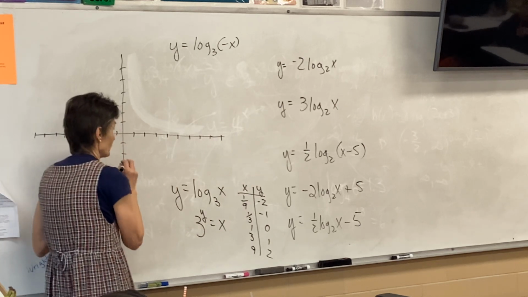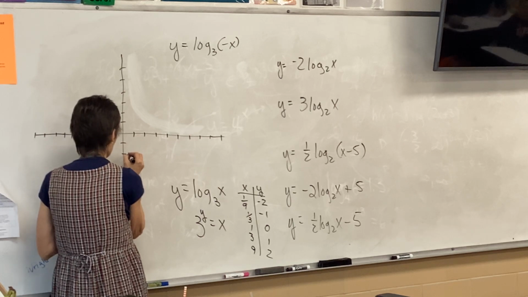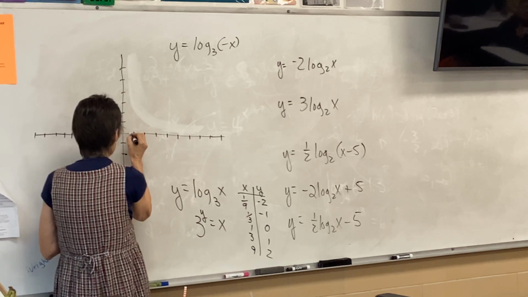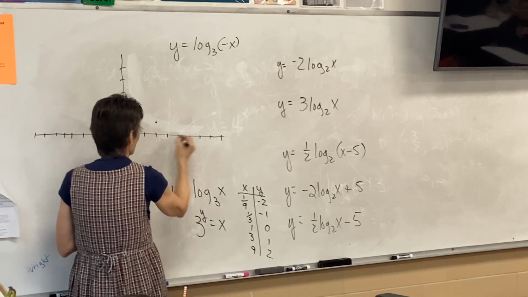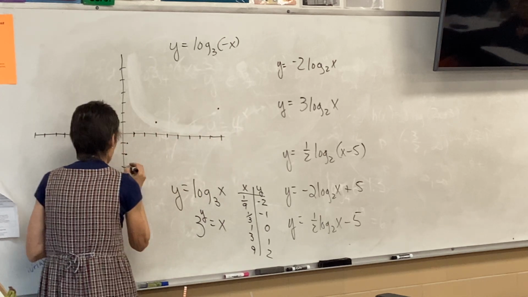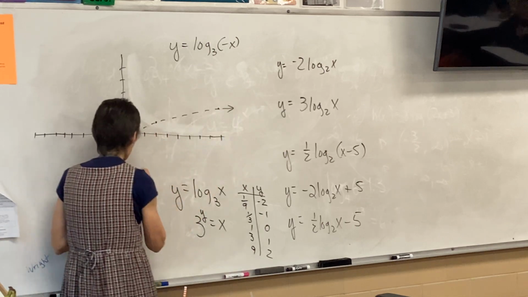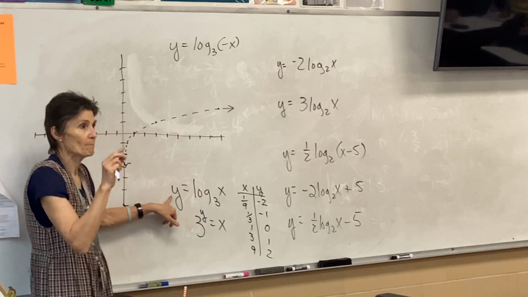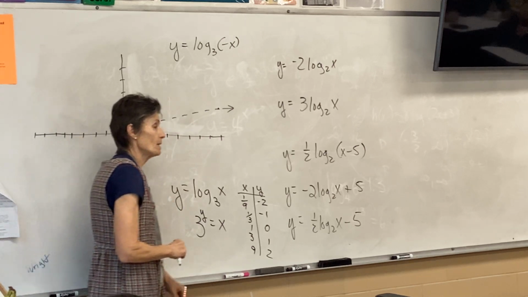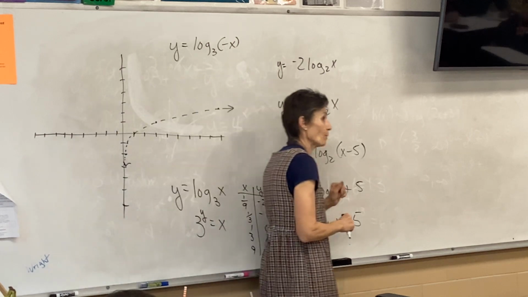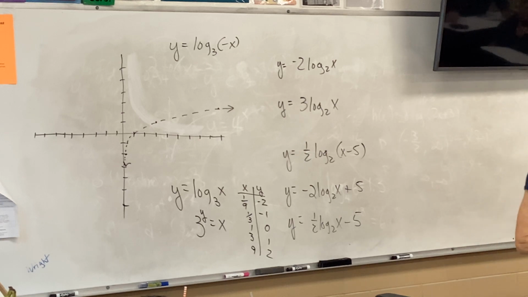So I'm just real quick gonna plot those. So 1/9, -2, 1/3, -1, 1, 0, 3, 1, and 9, 2. Now this is not what I was asked to sketch, but does that make sense in terms of just my basic logarithm? Yeah. Okay. Now, what you were asked to graph changes the sign on x.